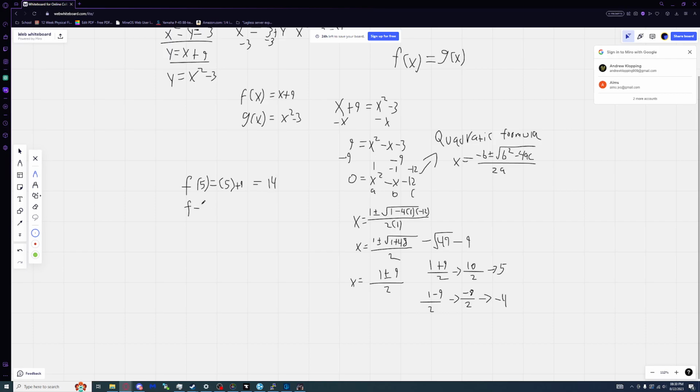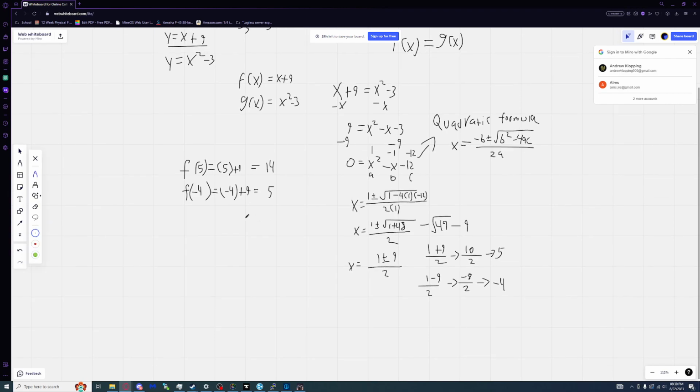And then f of negative 4 is going to be negative 4 plus 9, which is equal to 5. Therefore, our graphs intersect at (5, 14) and (negative 4, 5).